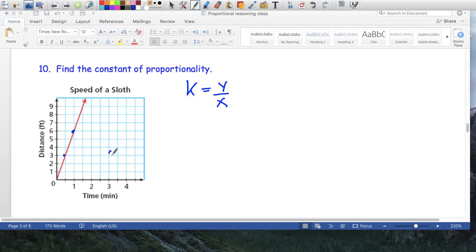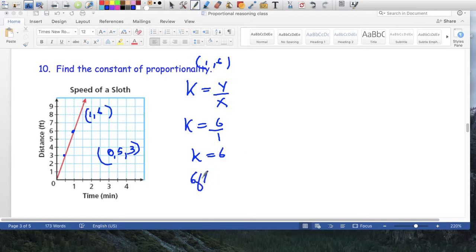So that point is 0.5 and 3, and we have this point, which is 1 and 6. Either of these two points, you would have found your unit rate, which k is going to be 6 anyway, and I'll show you why. So let's pick the point 1, 6. You get k equals y over x, which is 6 over 1, and k obviously is 6. So the constant of proportionality is 6, or if you write it in terms of unit rate, it's 6 feet in 1 minute.